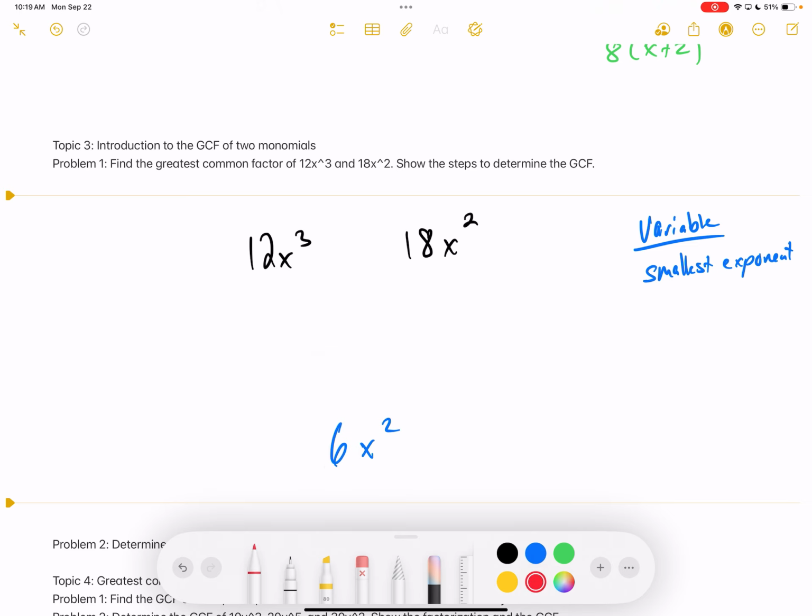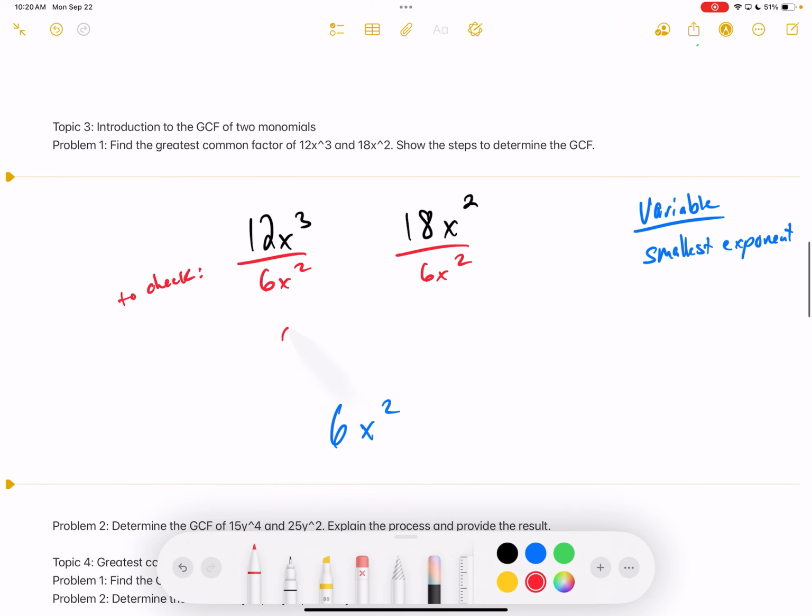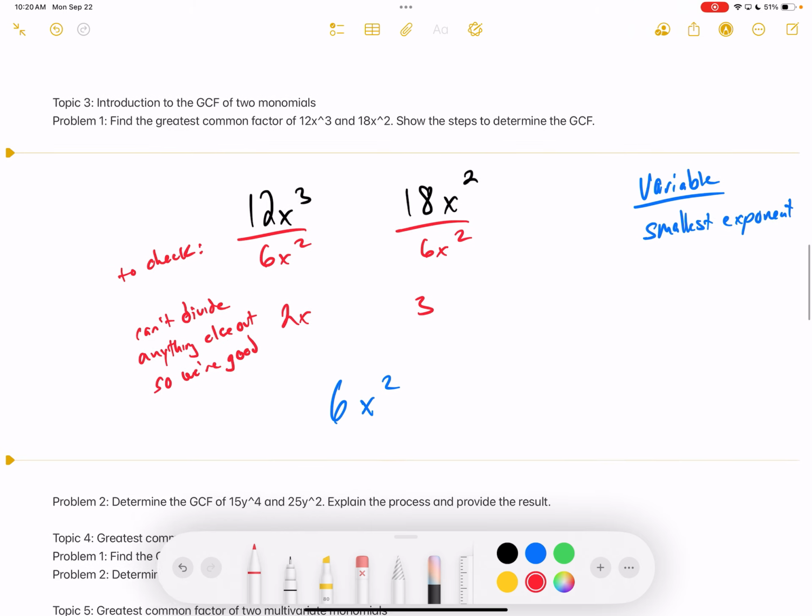One of the ways you can check to make sure you do these right, if I divide this by 6x squared and divide this by 6x squared, I'd get 2x on this one and I'd get 3 on this one. Is there anything common between 2 and 3? No. That means I did it right. Okay, I can't divide anything else out. Can't divide anything else out. So we're good. That's a way to check it.